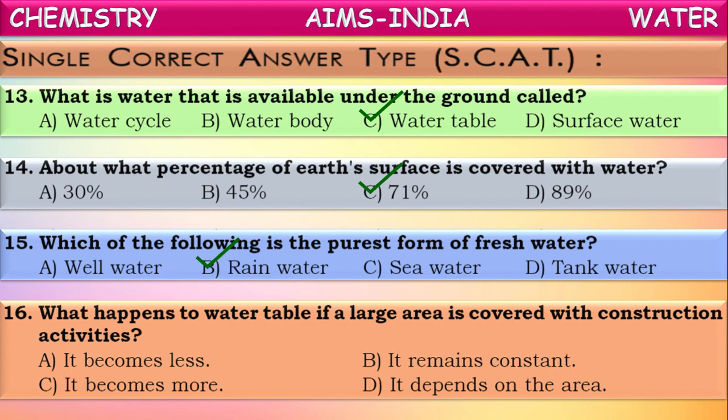Then if there is no water to seep inside, what happens there? The water level goes deeper and deeper into the earth. That we say the water table will be reduced. It becomes less. The water table becomes less because of the construction of all these concrete roads. So water won't seep inside and hence the water table becomes less. Okay.